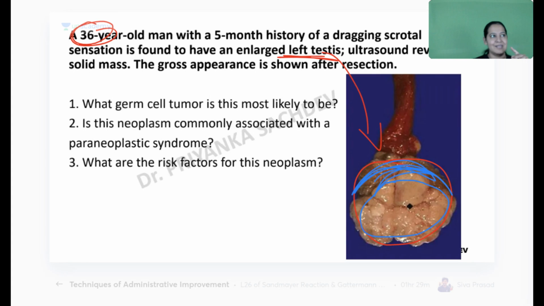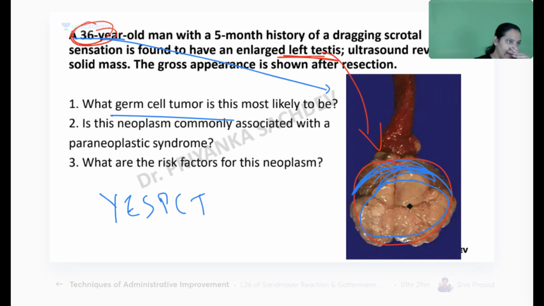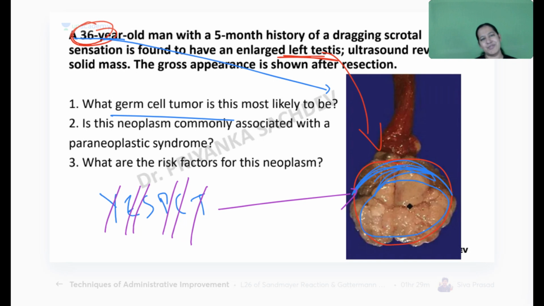Diagnosis. Since the patient is young, it has to be a germ cell tumor. So which germ cell tumor is it? There are 6 germ cell tumors. The mnemonic is YESPCT. What is the full form? It is yolk sac, embryoma, seminoma, polyembryoma, choriocarcinoma, and teratoma. So which one is it? Now I've given many clues. Come on, Patel. Yes, you are right. Anyone else? What is it?